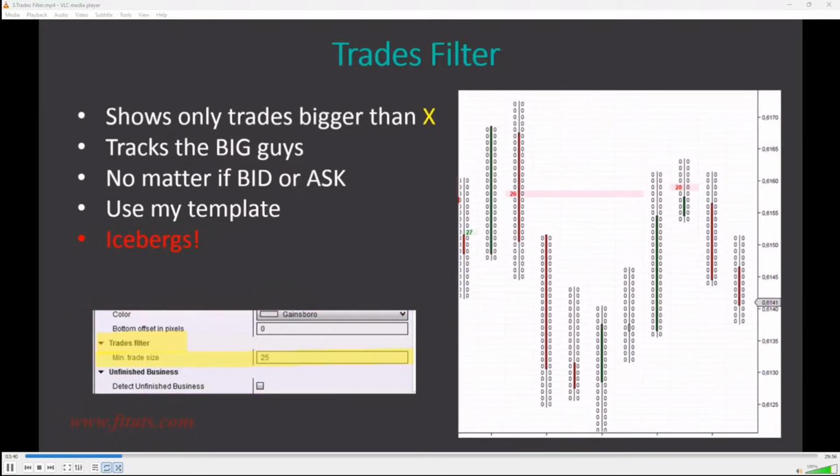All right. So for currency futures, I use the trade filter 25. But if you trade other trading instruments, you'll need to change this number, adjust it to the instrument which you want to trade. All right.